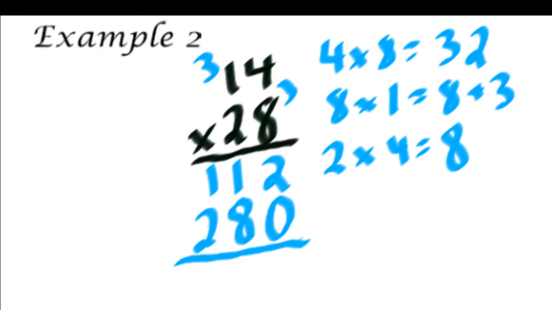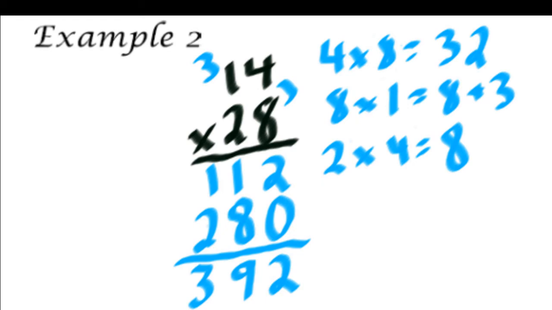My last step is to add together both these numbers. 2 and 0 is 2, 1 and 8 is 9, and 1 and 2 is 3. So our final answer here is 392. 14 times 28 is 392.